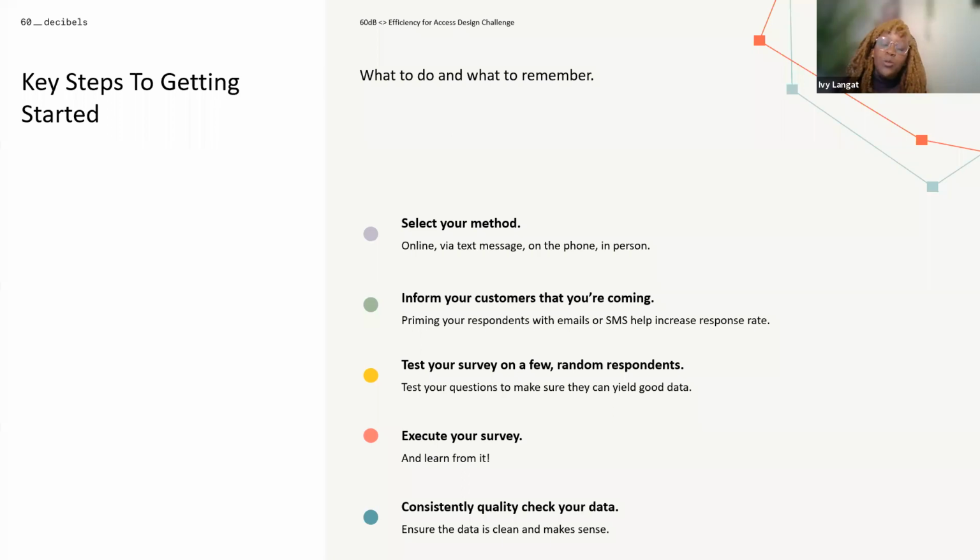So selecting your method first, and then two, it's important to inform the people that are being interviewed that you're going to interview them. So priming helps to increase response rates, and then do a small pilot of your whole process. So select a few people to interview first before you deploy the rest of the data collection process, and then execute your survey.